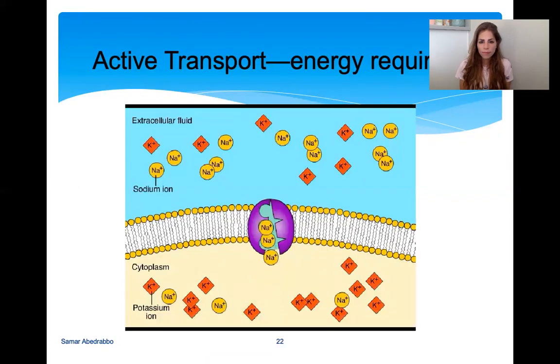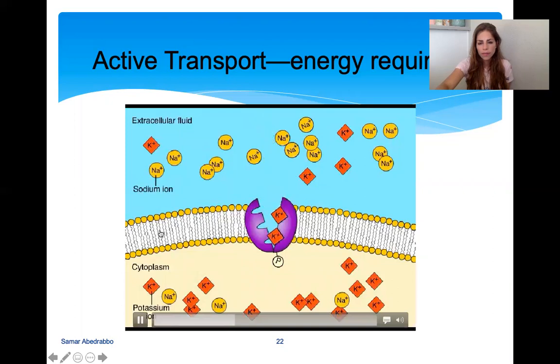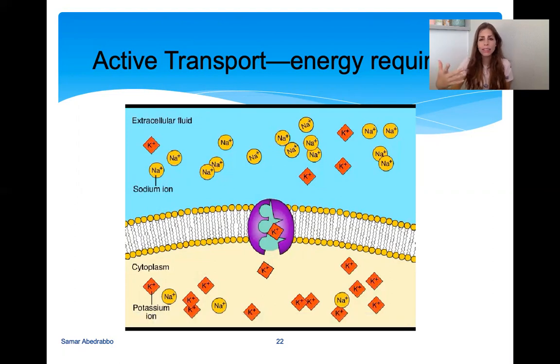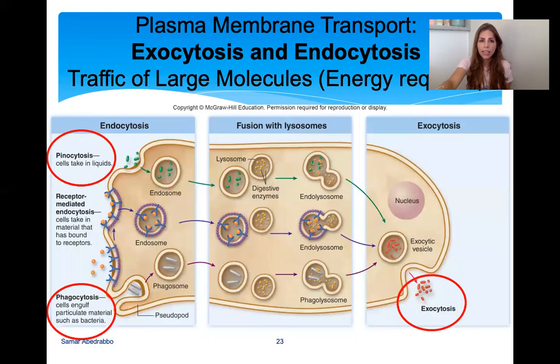For instance, most animal cells need to expel sodium ions, Na+, and take in potassium ions, K+, both against their concentration gradients. So that's it. That's all I want you to know, that you require energy. There is a membrane protein and its molecules going against their concentration gradient.